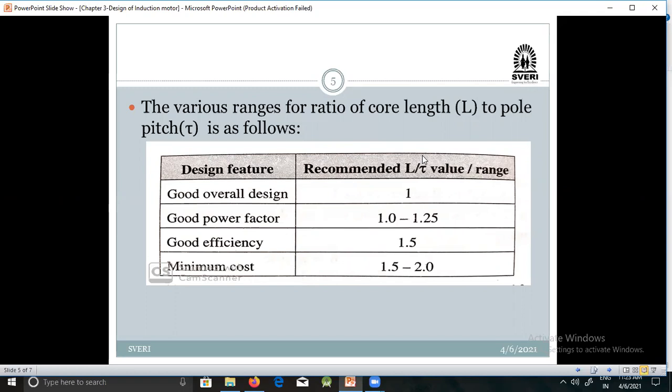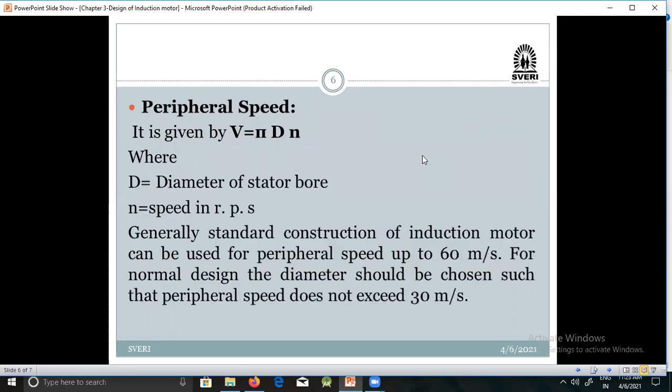Next, in the example, they will mention another important point. Many times, whenever we are going to solve an example related to that, they mention the peripheral speed. Many times MCQs are also asked based on this point: they will give us the speed of that particular motor in RPS, then they will give us the stator bore diameter, and they will ask us to find the peripheral speed for the induction motor.